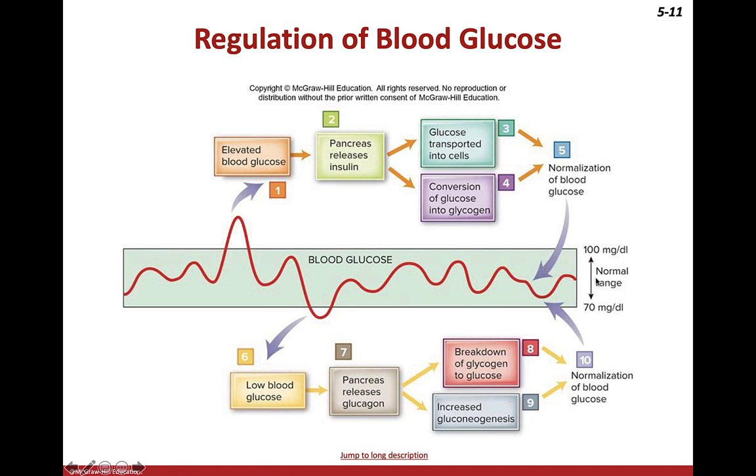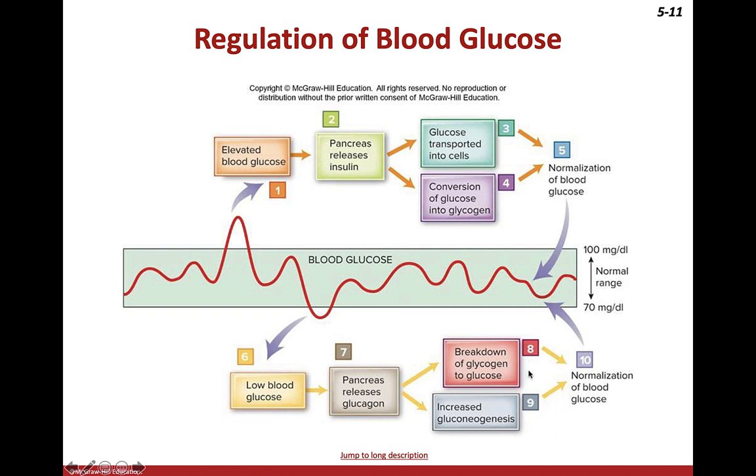Okay? So now let's look at the opposite. Now we're looking at what happens when blood glucose levels are too low. The pancreas will release glucagon. This is going to break down glycogen, so glucose is released, and it's also going to result in producing new glucose, or gluconeogenesis. And once again, the hope here is to normalize blood glucose.